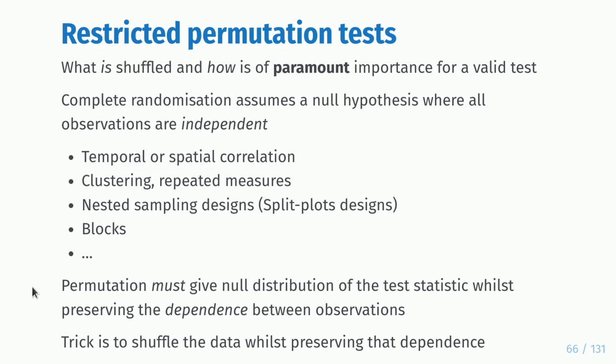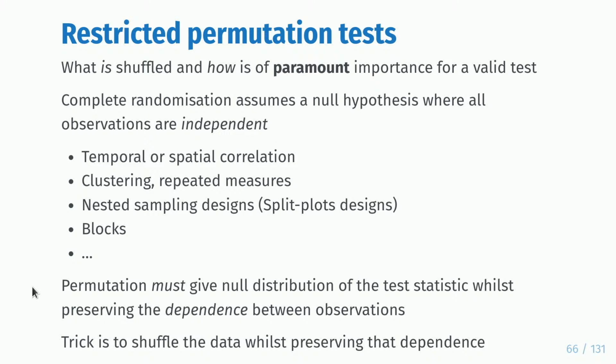But the how part, how we do that randomization, will totally determine whether the test is valid. All the tests that I just showed you were using complete randomization, and that assumes a null hypothesis that all of our observations are independent. That there are no relationships between them.